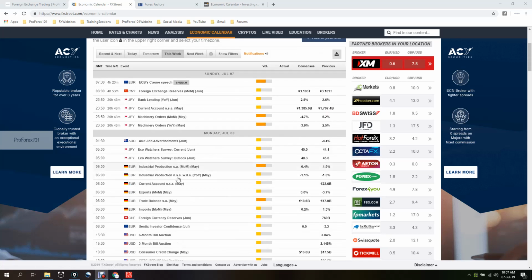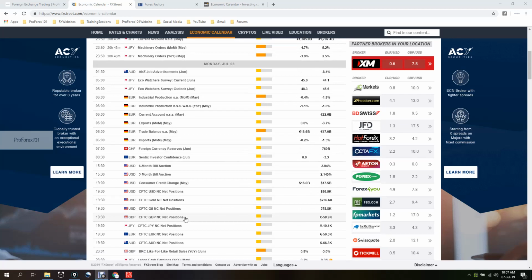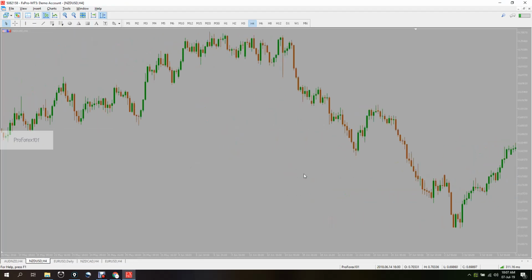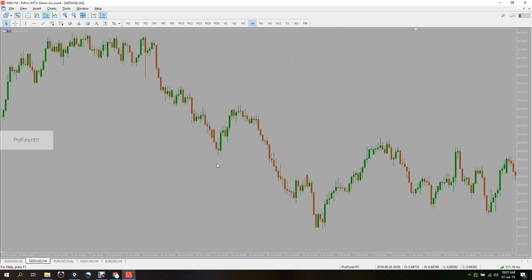So hopefully, guys, what these economic indicators mean is clear. So let's look at this New Zealand dollar pair, and we'll look at some examples. So this is the New Zealand dollar pair, NZD, USD. Let me write that nicely, guys. USD. This is the base currency, the counter currency.